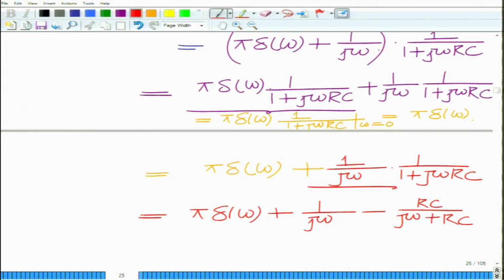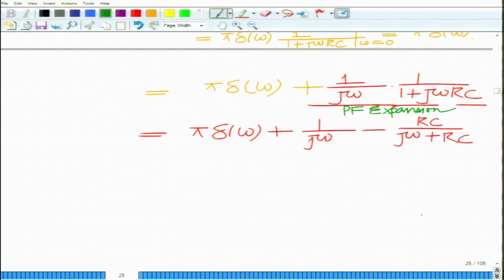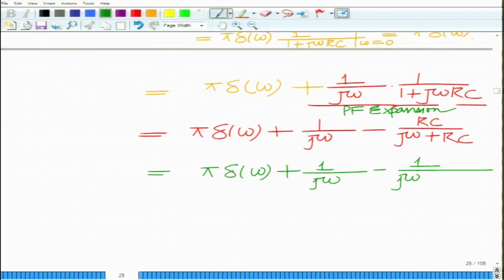So, what I am going to do is use the partial fraction expansion on 1 over j omega into 1 over 1 plus j omega RC. So, this is 1 over j omega minus RC over 1 plus j omega RC, which is basically pi of delta omega plus 1 over j omega minus 1 over, now I will bring the RC in the numerator to the denominator, that will give me 1 plus j omega divided by RC, okay.